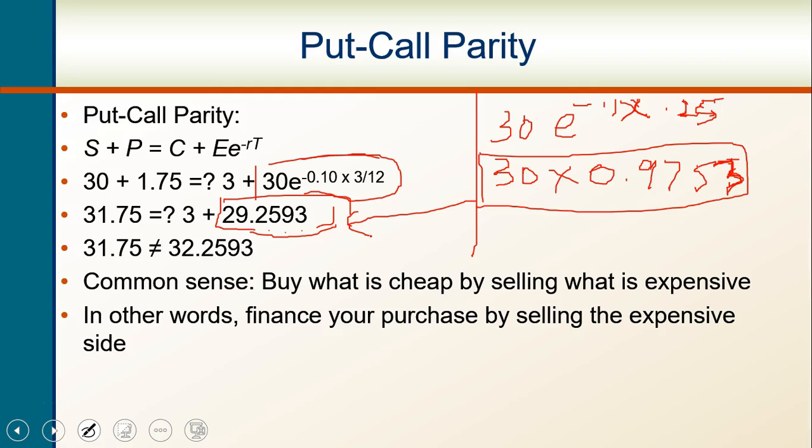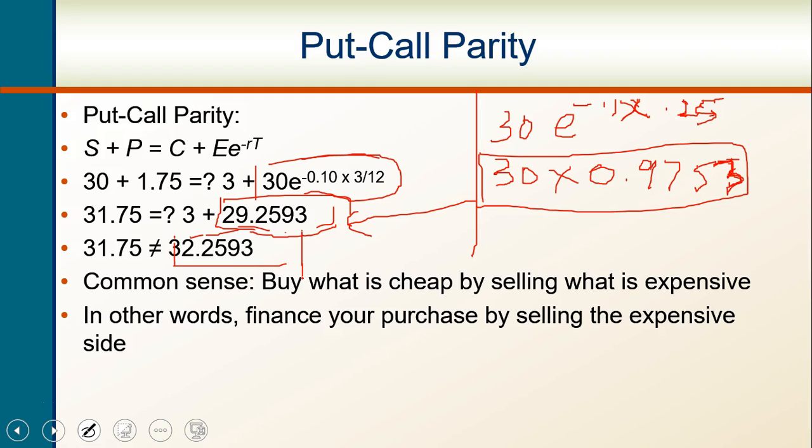So what is the expensive side here? The expensive side is the right hand side, this one. So if we sell this, we are going to obtain $32.2593 and we can use $31.75 out of that to finance our purchase. So let's see the steps that we need to take.